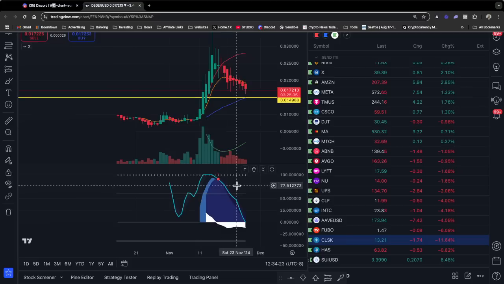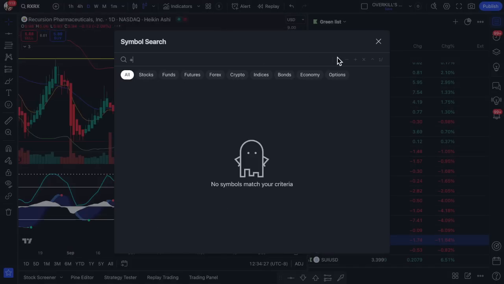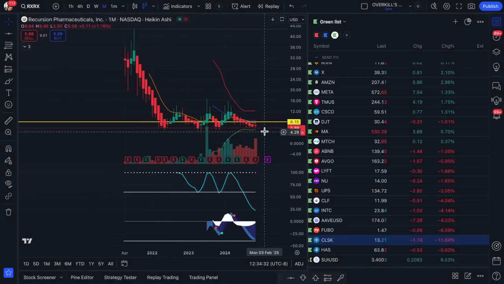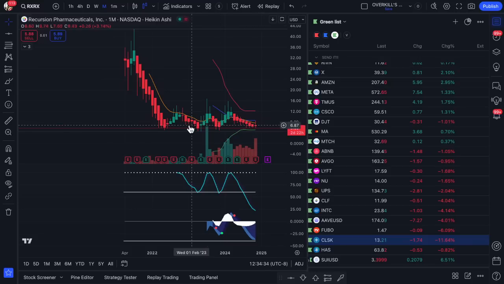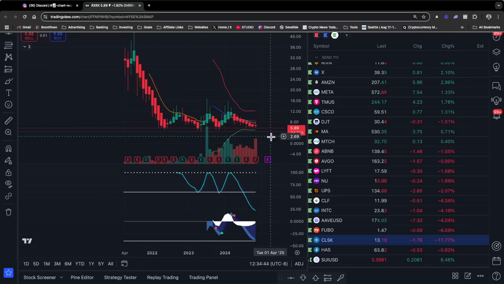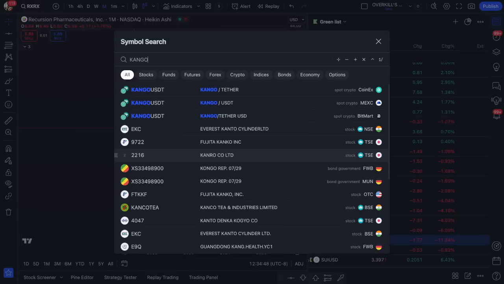BA, we covered. RXRX is a pharmaceutical company, it looks like. Still red on the monthly. Don't like it. Okay, but it is coming down into a pretty big support down there at $5. So if you own that one, I'd set a stop at $5. Caspa we covered.